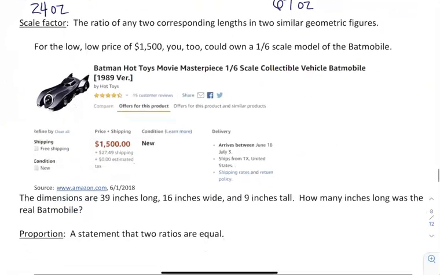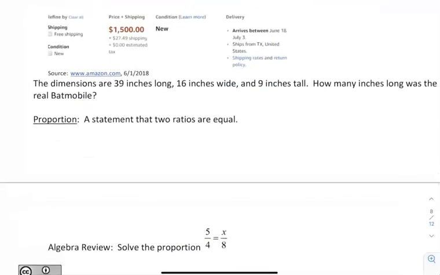So here we've got a Batman Hot Toys movie masterpiece. It's a 1/6 scale collectible vehicle of the Batmobile. So this is going to be 1/6 of the size of the actual Batmobile. It's actually going to be pretty big. So if the dimensions of this scale collectible are 39 inches long, 16 inches wide, and 9 inches tall, how big was the real Batmobile? The best way to do a question like this is to set up a proportion and solve.